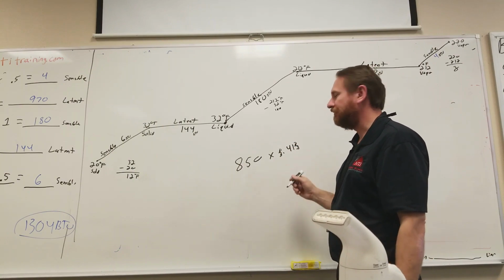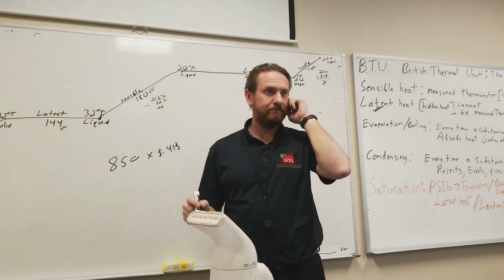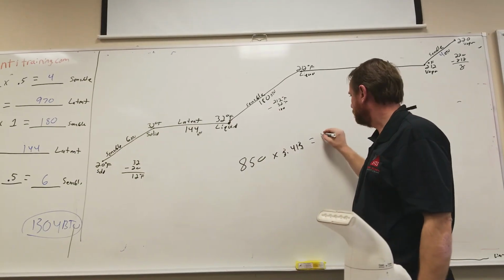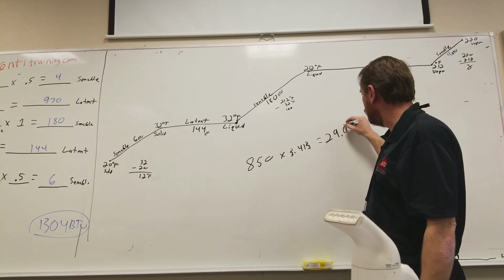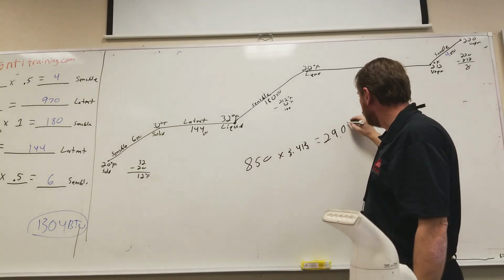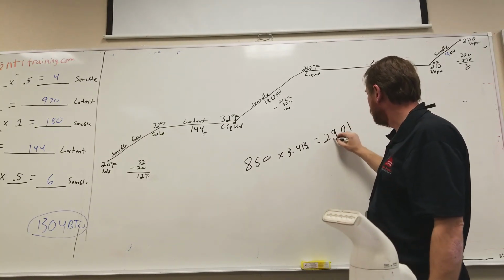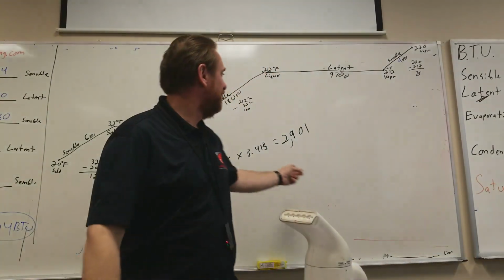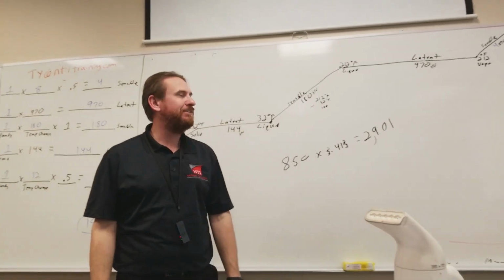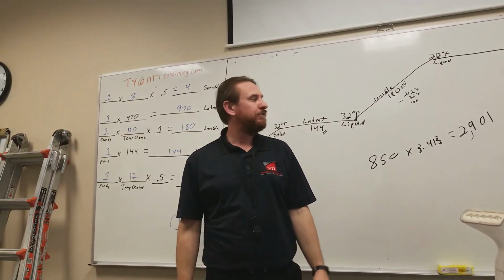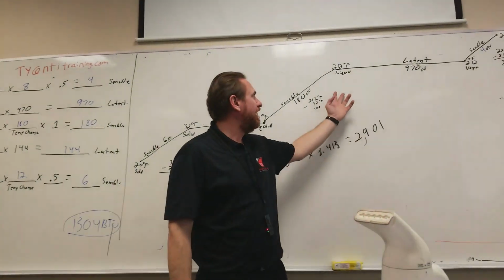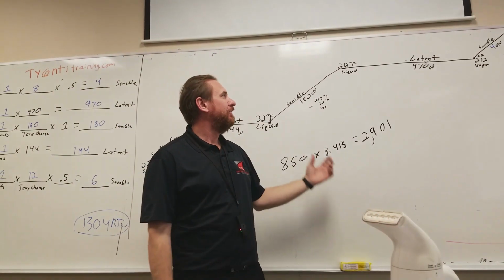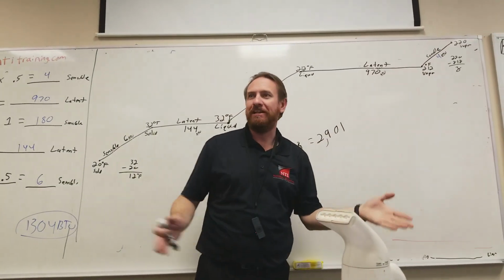850 times 3.413? Let's see. 2,901. So this has a BTU rating of 2,901 BTUs per hour. So in other words, we can change 1 pound of water to a vapor every hour, 1 full pound. And we got to drop it down into minutes, and it's all calculable.